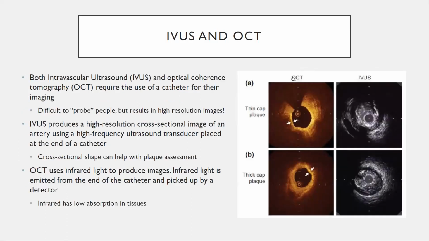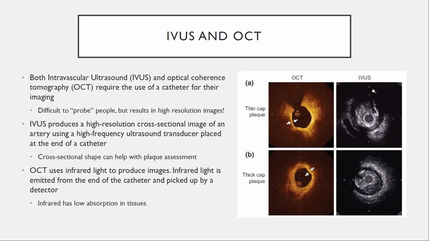Okay. The type of imaging that can be used with catheters, there's two. There's one called IVUS and one called OCT. IVUS stands for intravascular ultrasound, and OCT stands for optical coherence tomography. I grouped these together because they're two sides of the same coin. They both require the injection of a catheter inside a person. It's just the way that they create the images is slightly different.